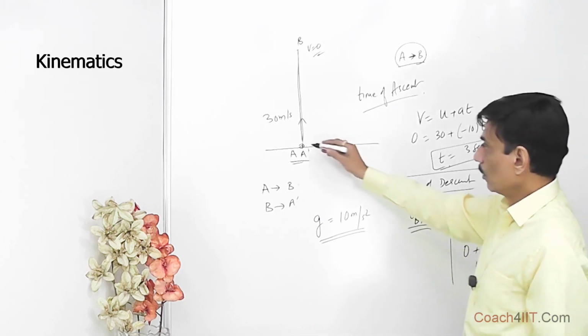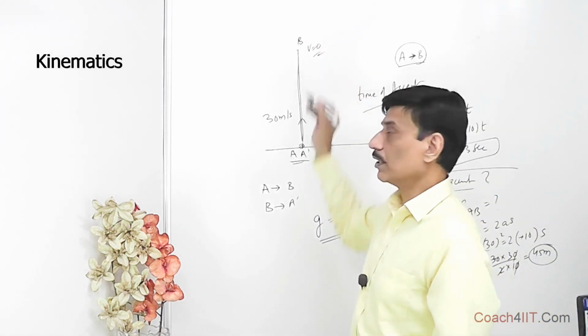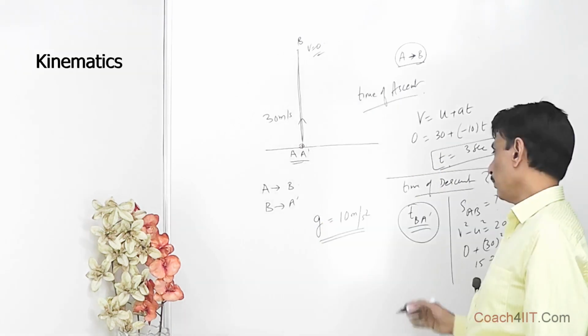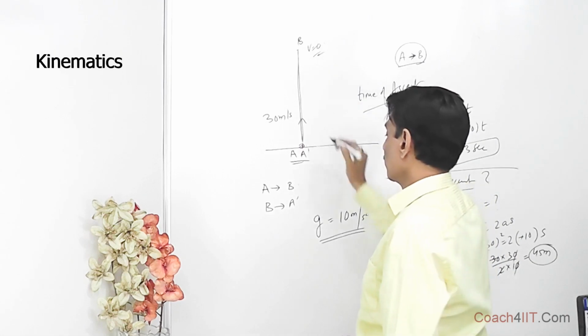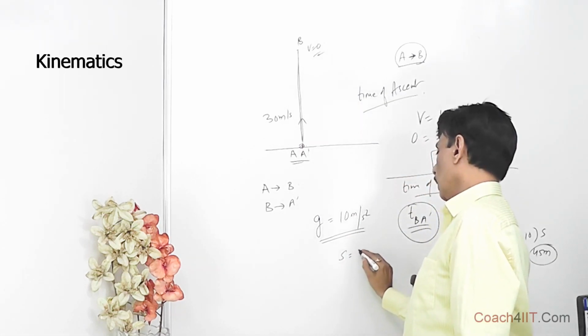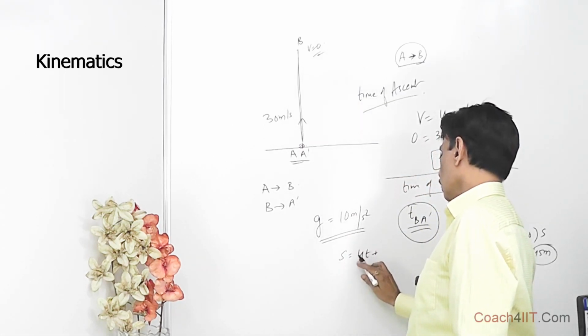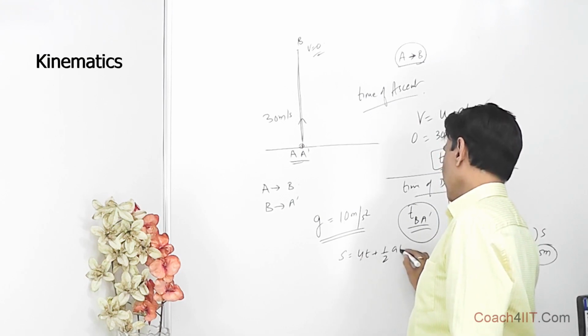So this body will go 45 meter before it comes momentarily to a stop. When we have to find the time from B to A dash, obviously it will go down once again by 45 meter only. So once again we use S is equal to UT plus half AT square.